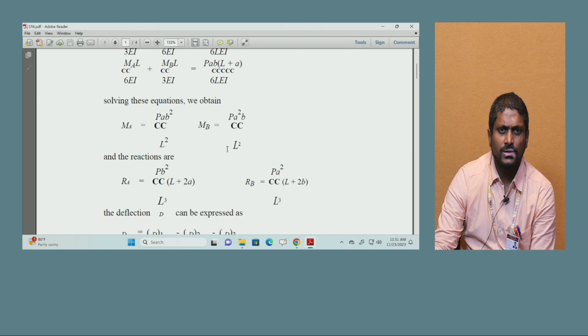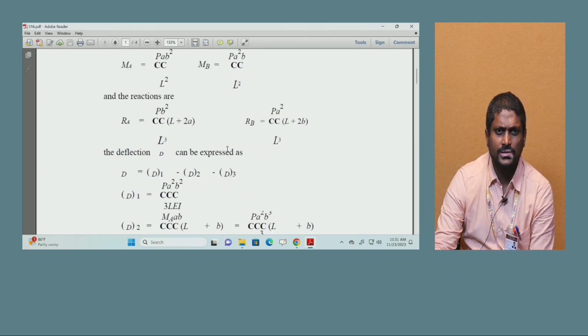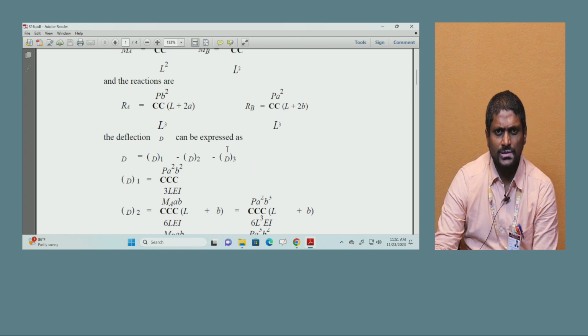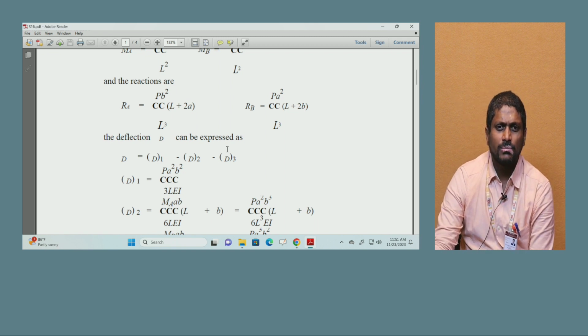Solving these equations, we obtain, as I have already told, the reactions RA equals P b square by L cube into L plus 2a, whereas RB equals P a square by L cube into L plus 2b. The deflection D can be expressed as D equals D1 minus D2 minus D3.